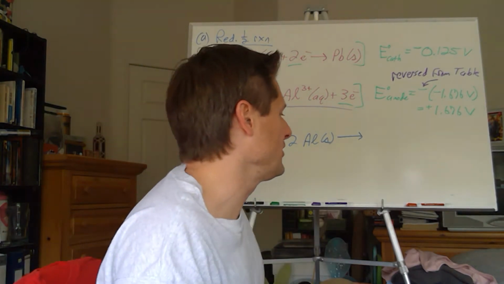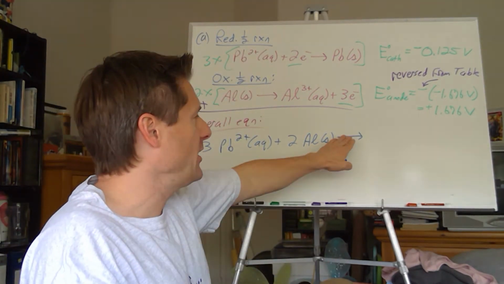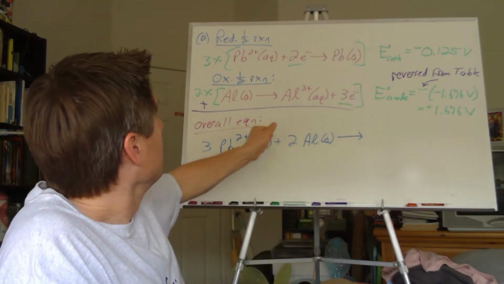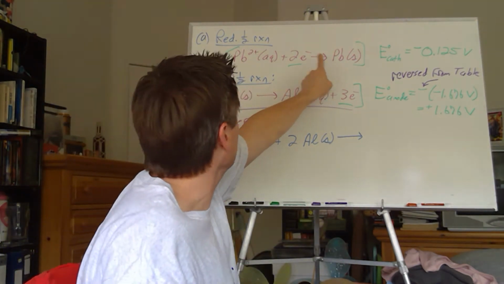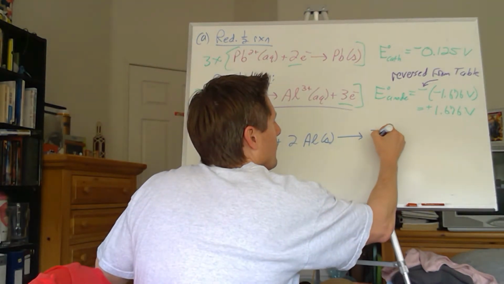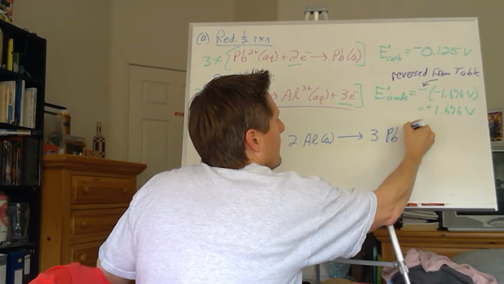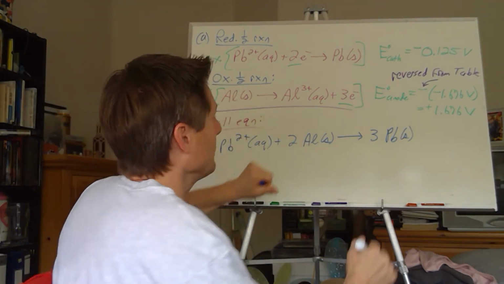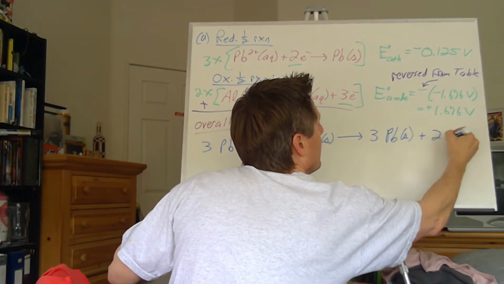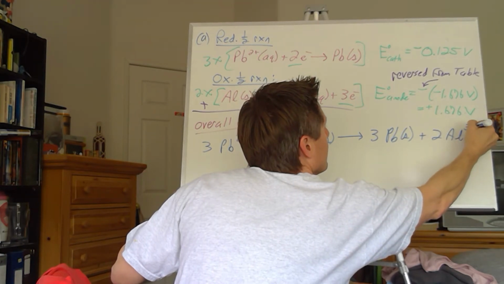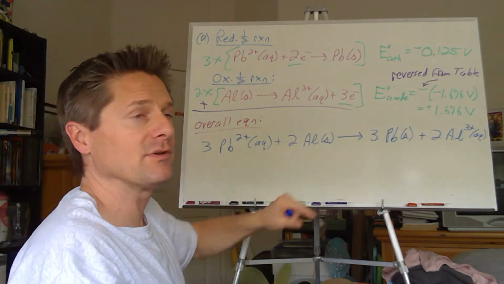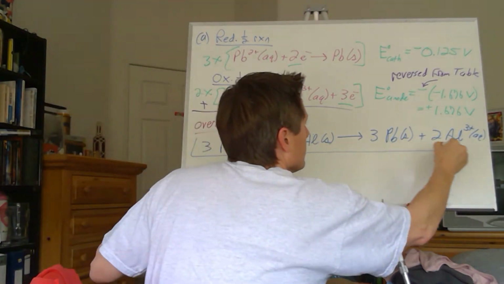Technically, these are reversible. A lot of times we don't write the reversible, but these technically have reversible arrows on them. That's everything on the left. Over here, we're going to get 3 times 1 is 3 of my solid lead. I'm going to get 2 times 1, or 2 aluminum plus 3 ions. And then the 6 electrons, 2 times 3, 6 cancels out.